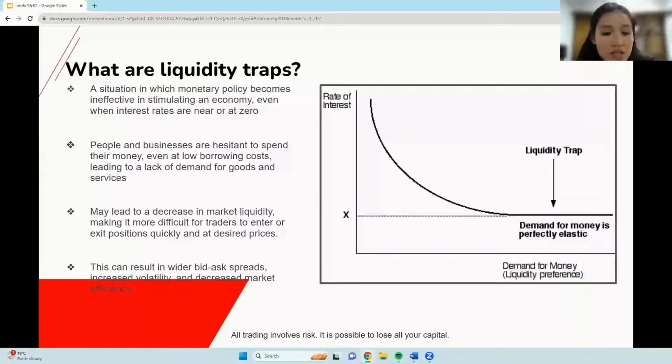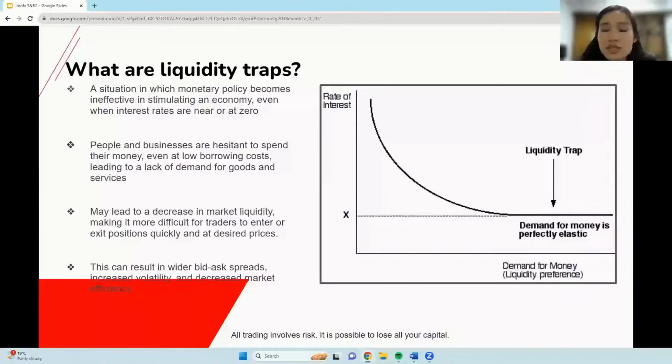So in the context of trading, a liquidity trap can cause problems for market participants as it may lead to a decrease in market liquidity. That basically means that it'll be more difficult for traders to enter or exit positions quickly and at their desired prices. This can result in wider bid-ask spreads, increased volatility, and decreased market efficiency.